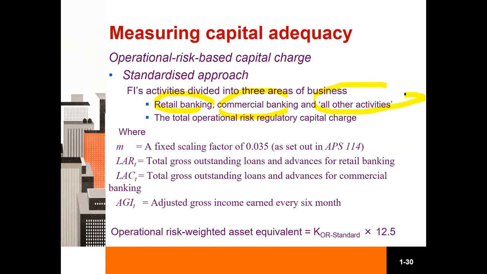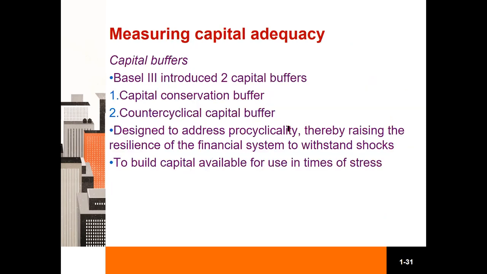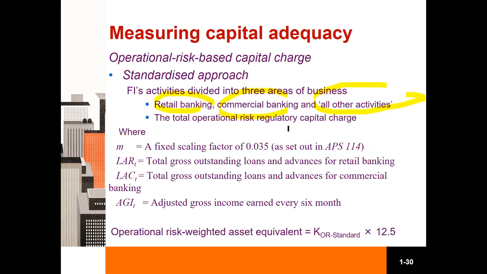The total operational risk regulatory capital under the standardized approach to operational risk is found using a particular formula. The formula is available in the textbook, page number 663, which is essentially the sum of all these three activities, divided by a particular factor approved by APRA and multiplied by these ratios.